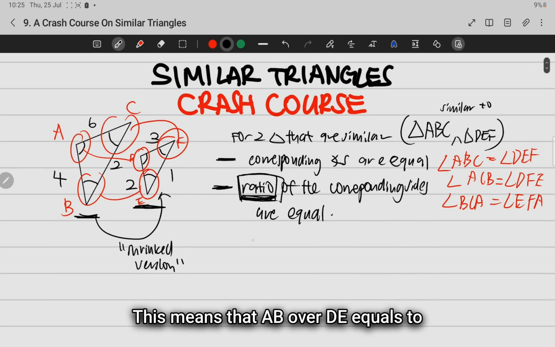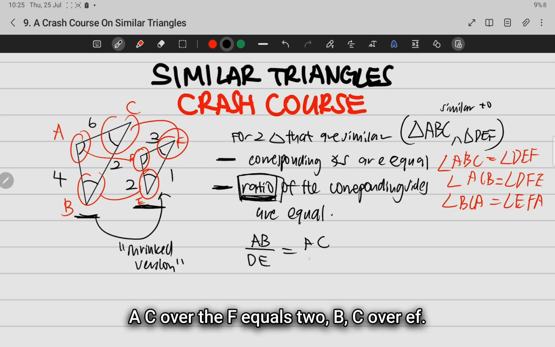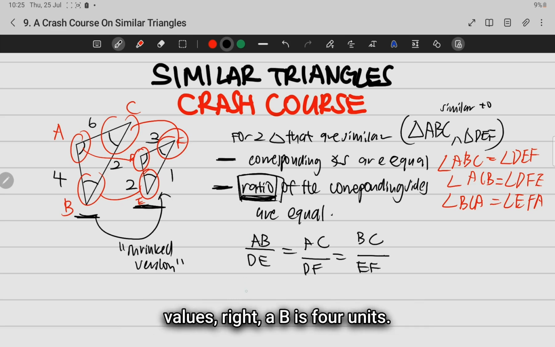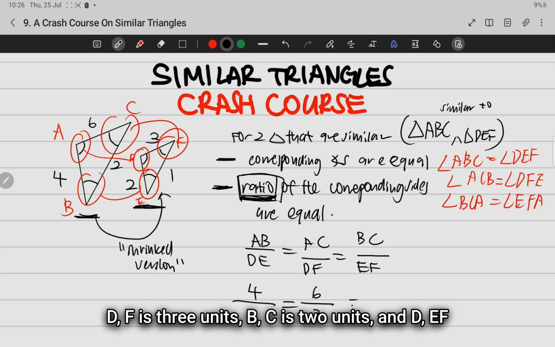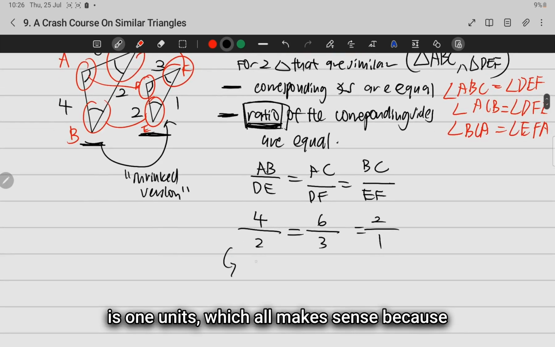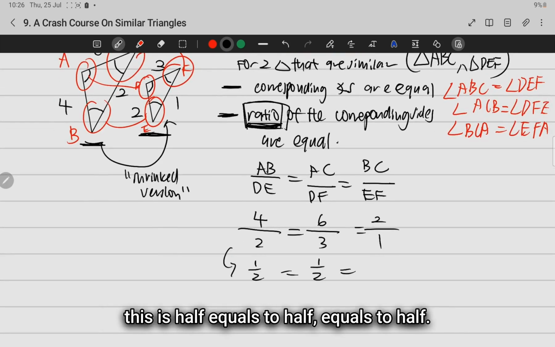This means that AB over DE equals AC over DF equals BC over EF. And if we plug in the values, AB is 4 units, DE is 2 units, AC is 6 units, DF is 3 units, BC is 2 units, and EF is 1 unit, which all makes sense because this is half equals half equals half.